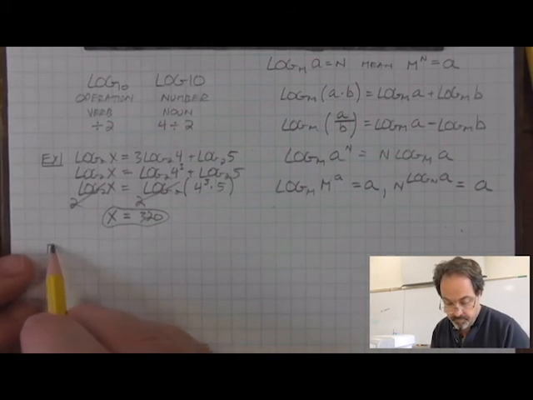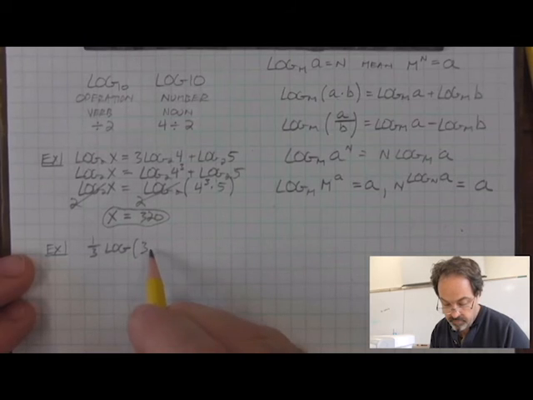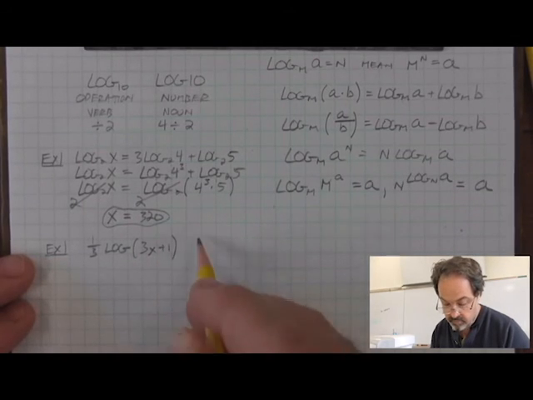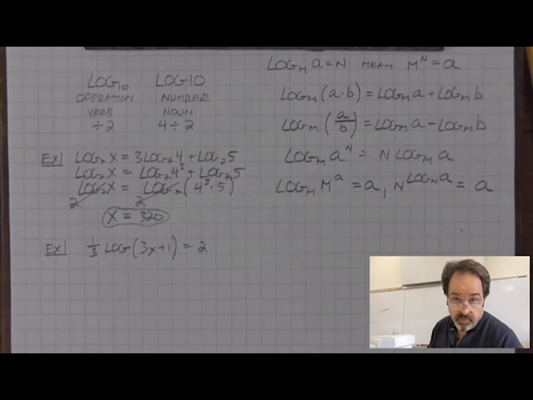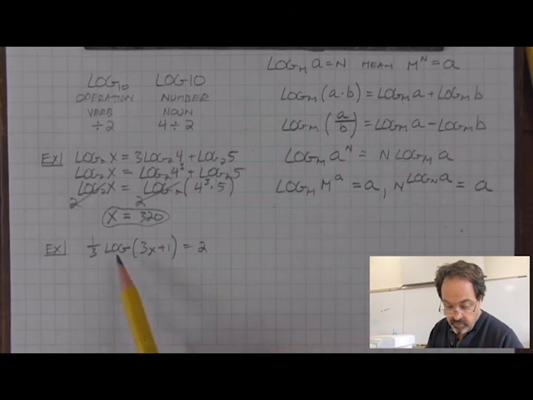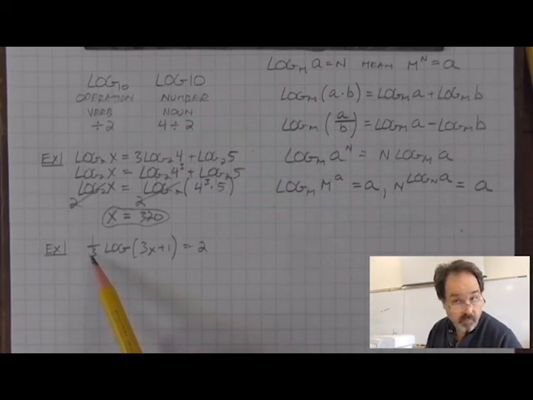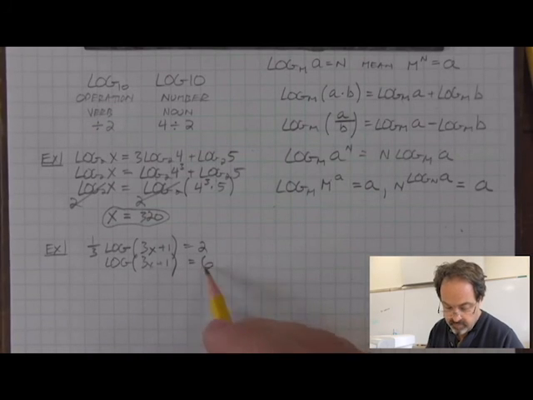One more example. 1/3 times the log of 3x plus 1 is equal to 2. In this problem, I'm going to undo one operation at a time to get x by itself. I don't need a log property in order to get rid of multiplying by 1/3. I can divide by 1/3 or multiply by 3. And when I do, I get the log of 3x plus 1 is equal to 2 times 3 is 6.